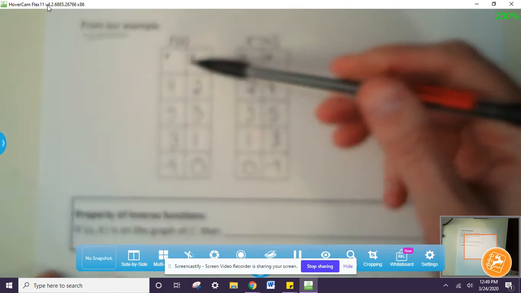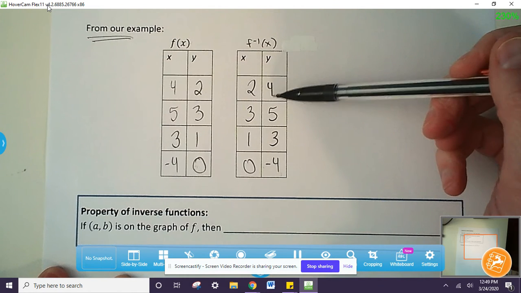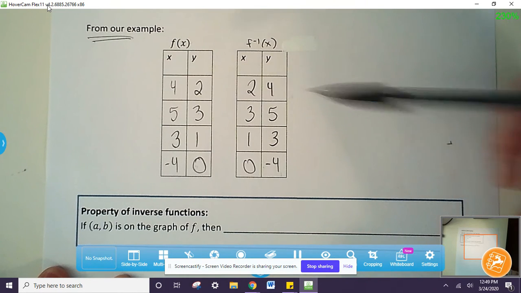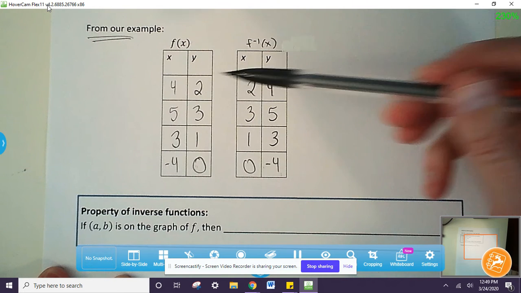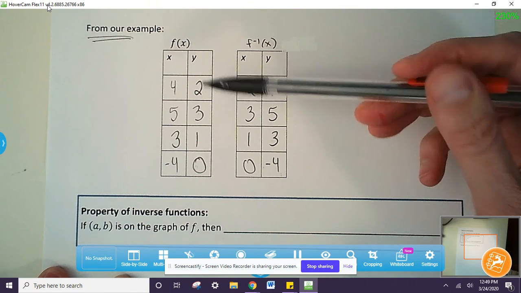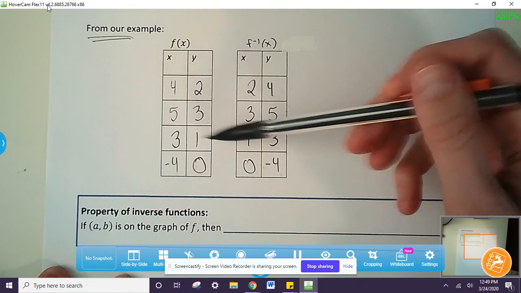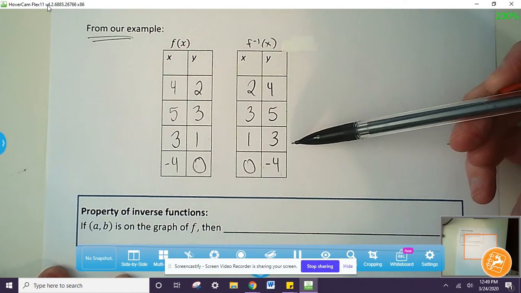And if you look at the relationship here, I think you can see that the x and the y have switched. Inverses are all about switching x and y. If you think back to how we found the equation, we switched x and y. If you look at these ordered pairs, you switch x and y. So instead of (3, 1), you have (1, 3).